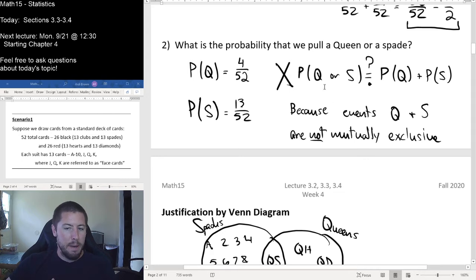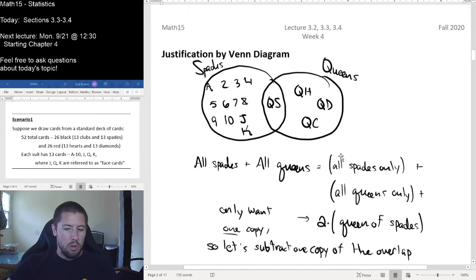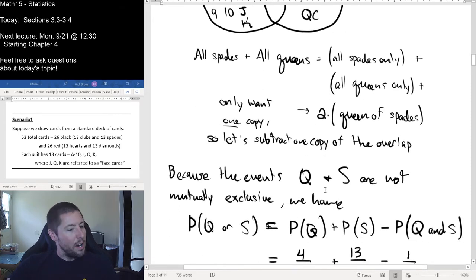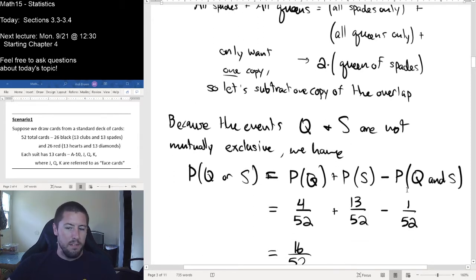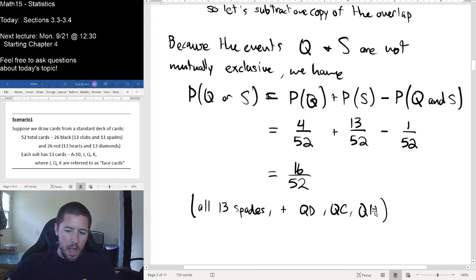Down here, it is possible for both of these events to happen at the same time, drawing the queen of spades. Therefore, it was not appropriate to just directly sum their probabilities because that would have resulted in us double counting the probability of the overlap. So rather than double counting the probability of the overlap, we just wanted only one copy. So we subtracted off one of the two copies that we had, so that only one copy of that card counted right there. And we can see that clearly in this example by literally thinking about the cards that are in the deck that we've got right there.